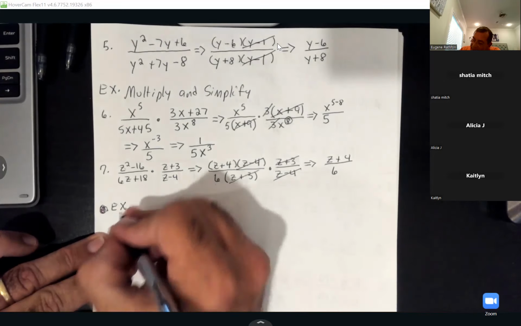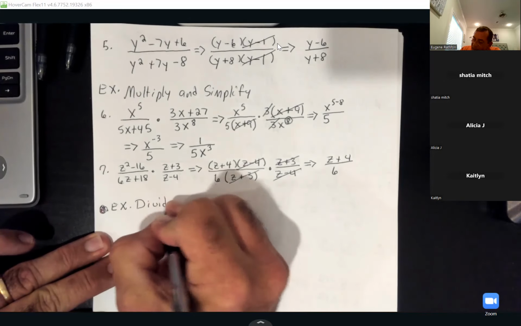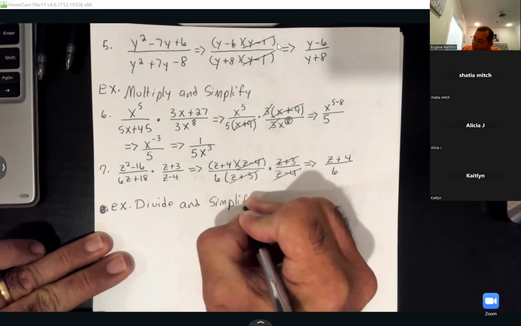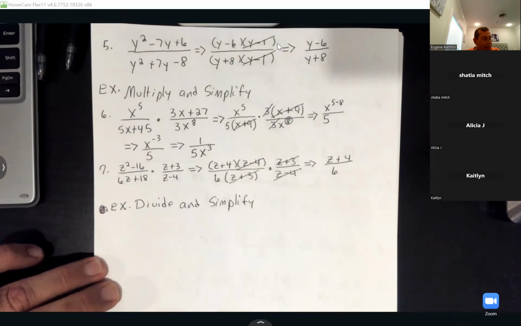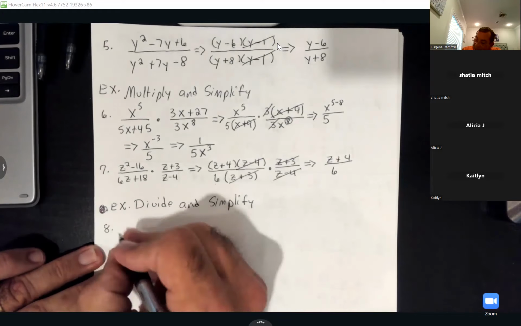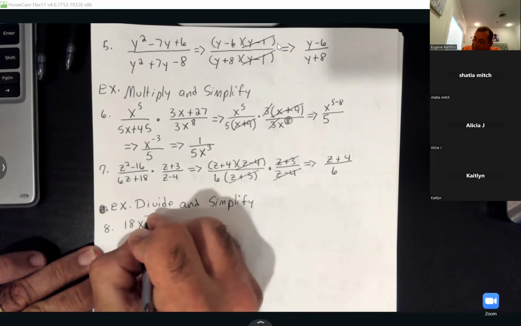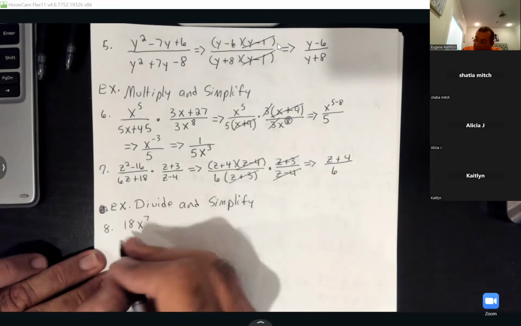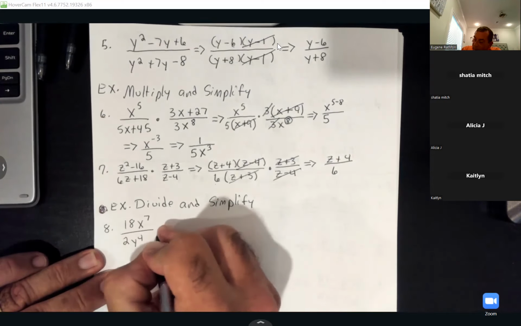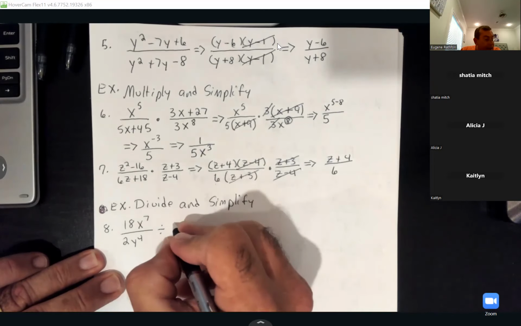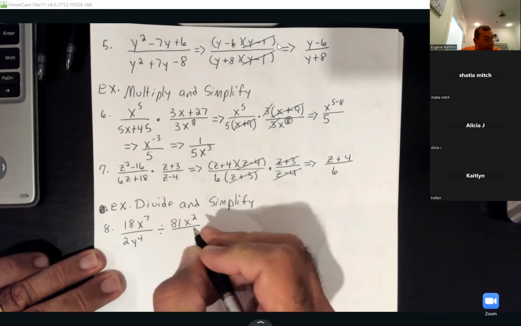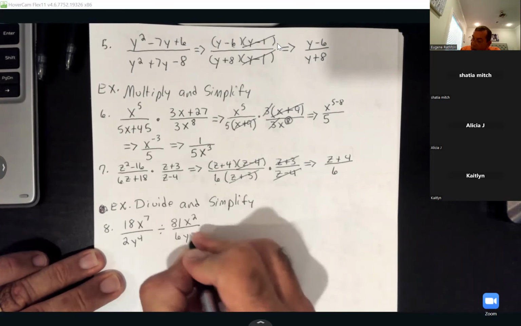So y'all, the next one says divide and simplify. So I got number 8 here. I got 18x to the 7th over 2y to the 4th divided by 81x squared over 6y squared.